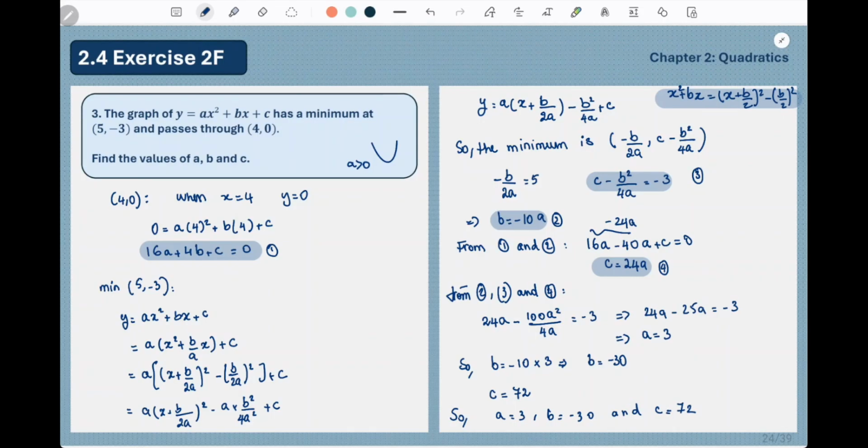And we finished this question, and indeed a is positive. So yeah, we know that we're right. I assure you we're right. I've checked the answers in the book, and we got the same ones.